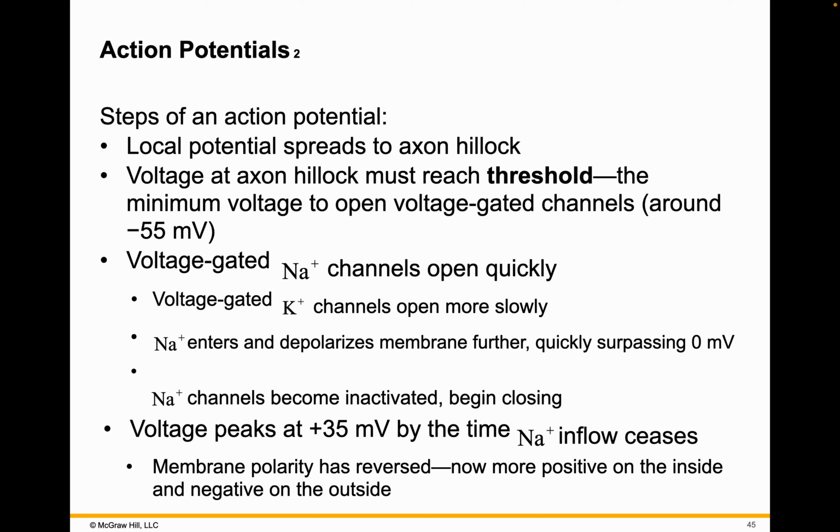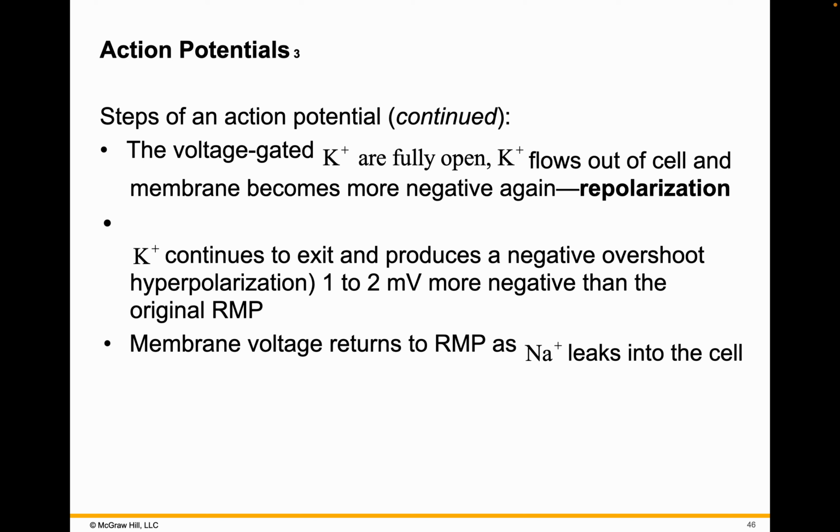Sodium channels become inactive and start to close. The voltage typically peaks around 35 millivolts by the time the inflow of sodium ceases. And that membrane polarity has reversed. Now it's more positive on the inside than the outside. The voltage-gated potassium channels will then be fully opened. Potassium will flow out of the cell and the membrane will become more negative again. It will repolarize.